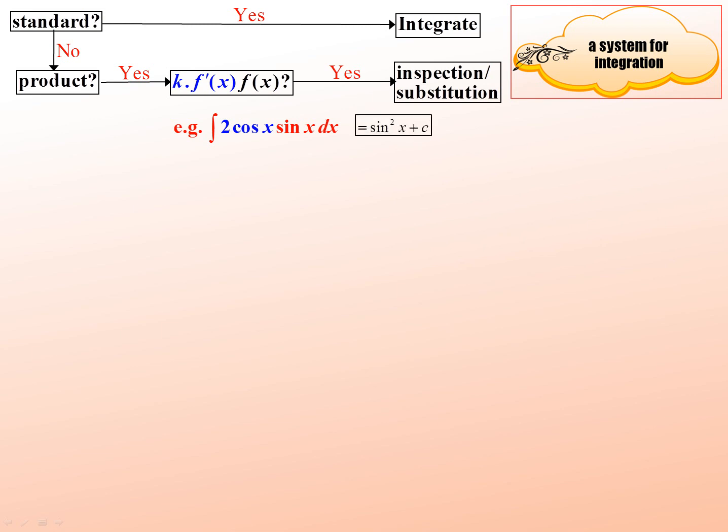So there we are. If we differentiate that, 2 sin x times the derivative of the inside, which is cos x, so it becomes 2 cos x sin x, plus c, and the c would differentiate to give you 0.